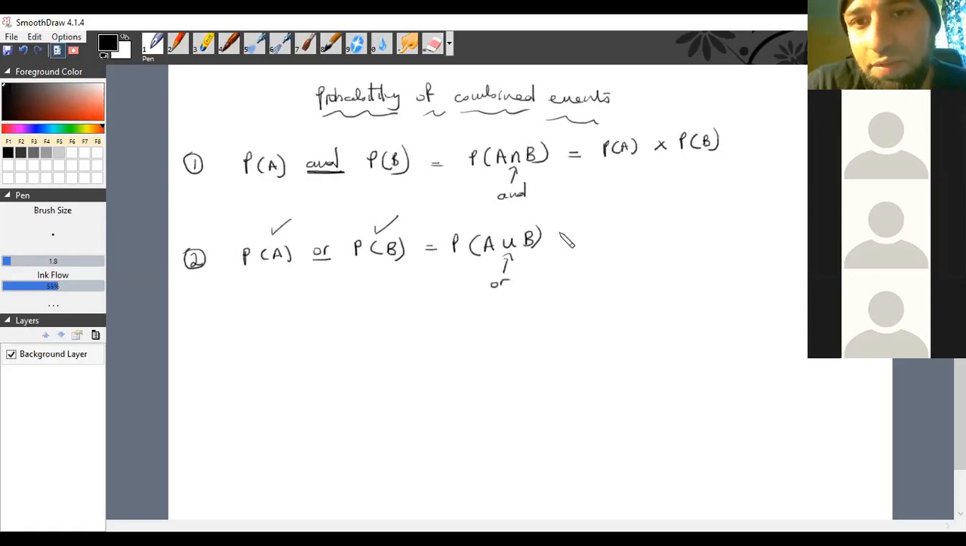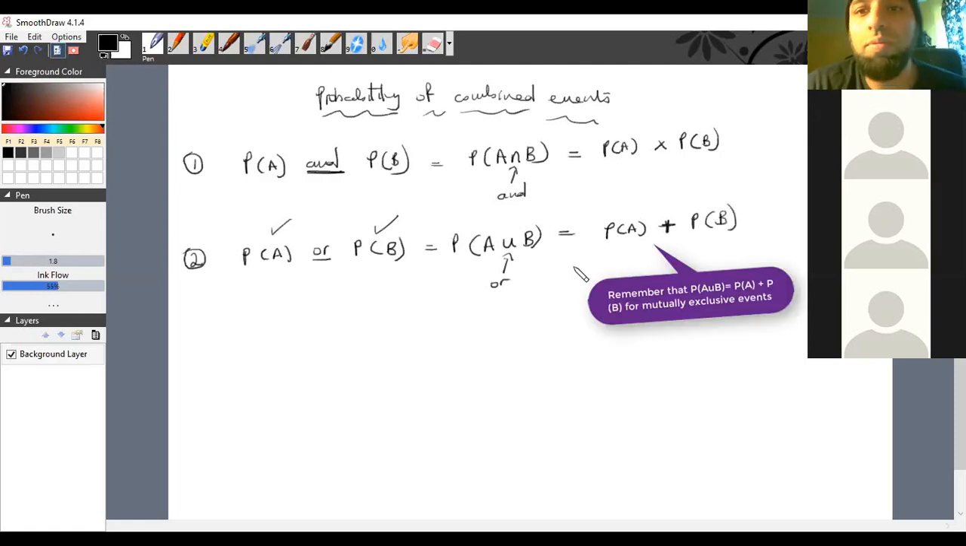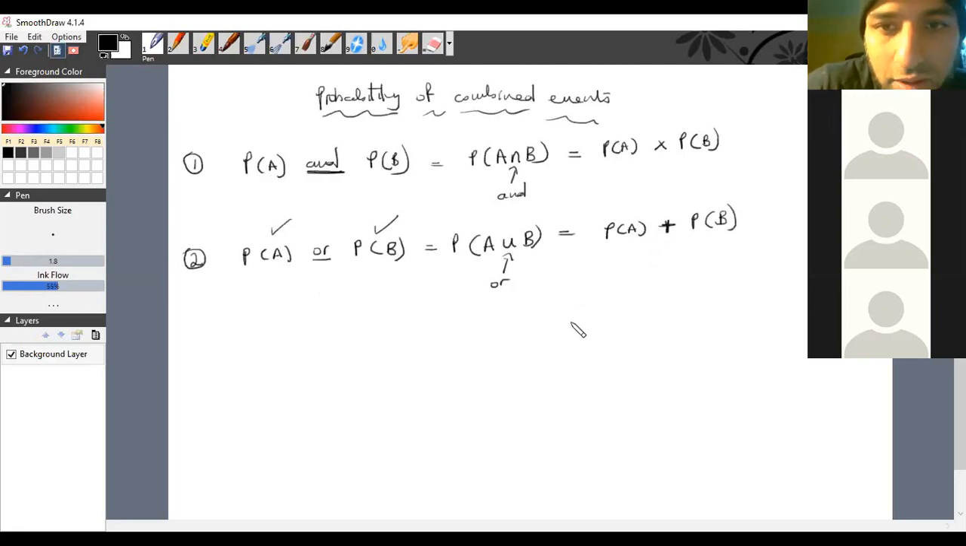You'll see this a lot in maths. We just get the probability of A and we add the probability of B to it. We don't multiply it. Whenever one thing or another happens, we add their probabilities together. Okay? Those two are very, very important formulas. You'll see them come up a lot.